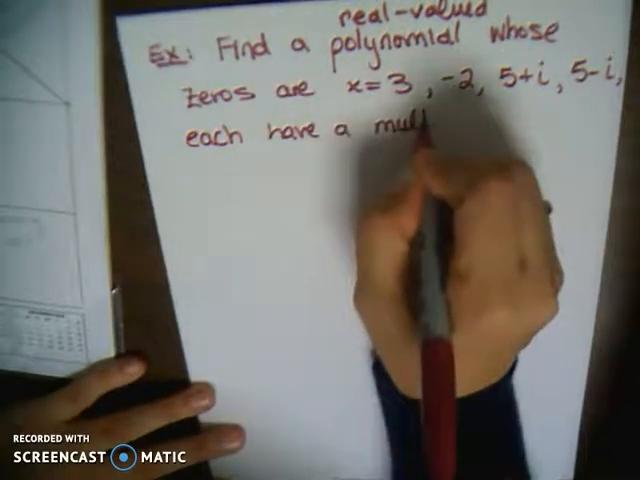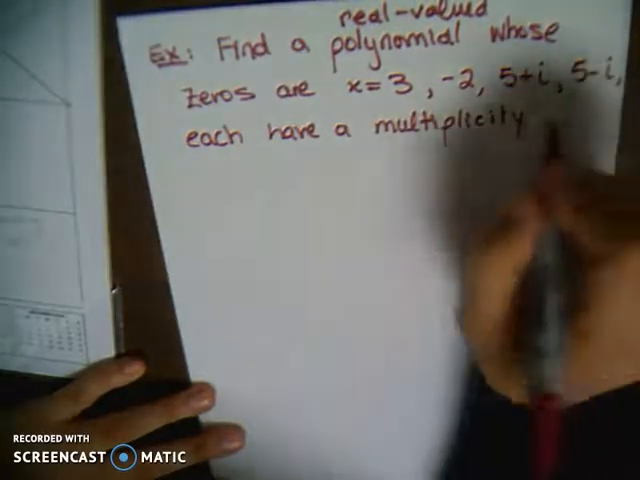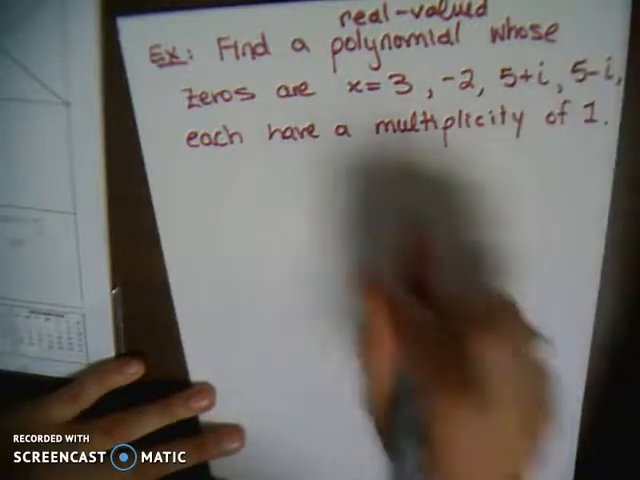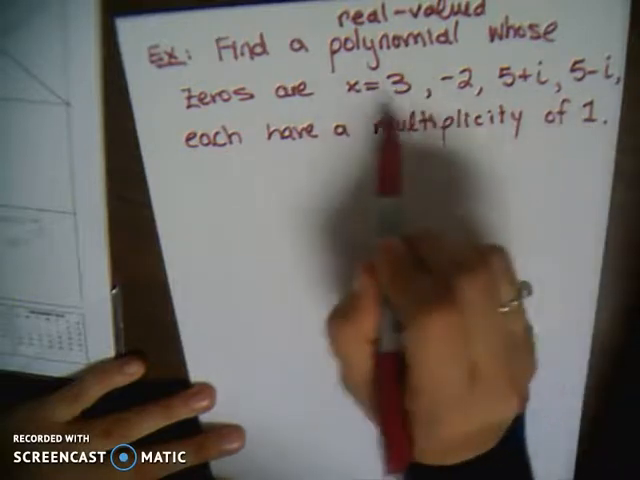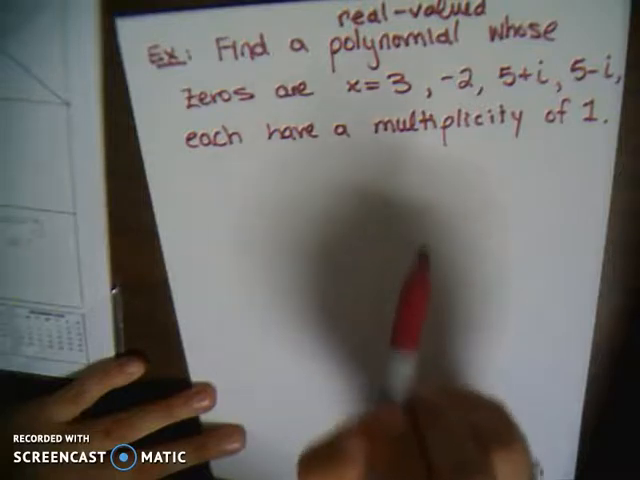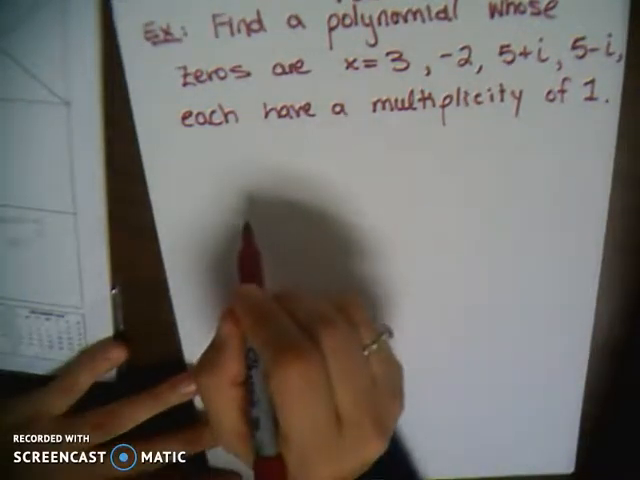And what that means is when I write the factor, there's only going to be one of them. If one of these zeros had a multiplicity of 2, then when I wrote the factor, I would put a squared on it. Or a multiplicity of 3, I would write the factor and put a cubed on it. So I'll do another example in just a minute where we have a different multiplicity.